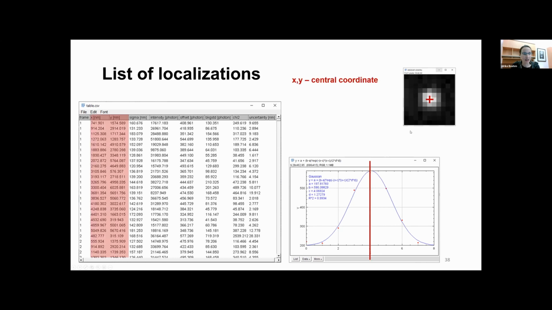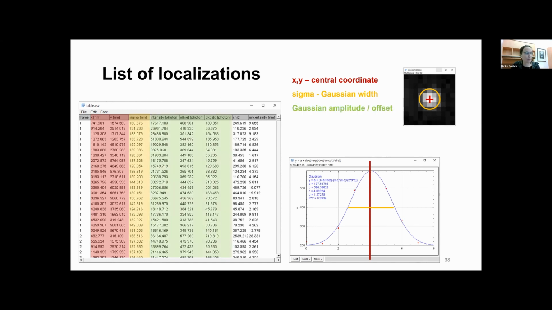And based on that, you can actually get quite precisely the X and Y coordinates in a 2D case. And those two parameters are also listed here as the first two columns within that list of localizations. Then what else do you have? Another parameter is actually the width of that Gaussian, or the so-called sigma.